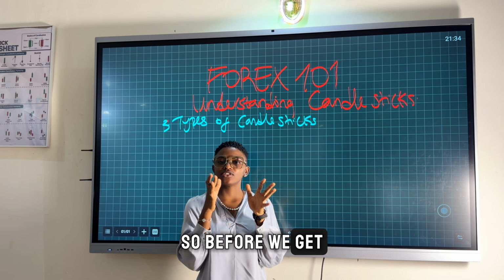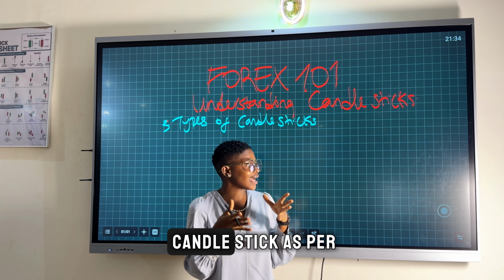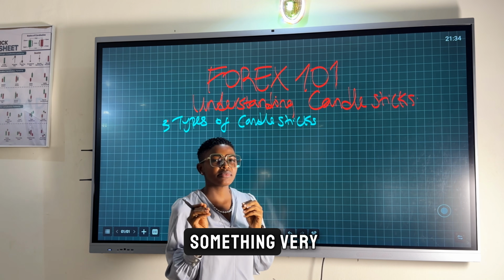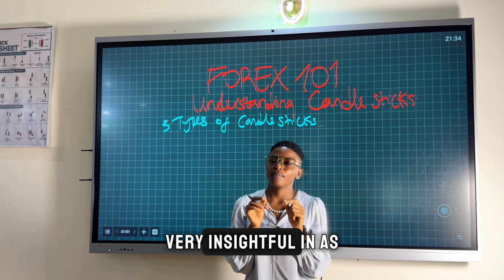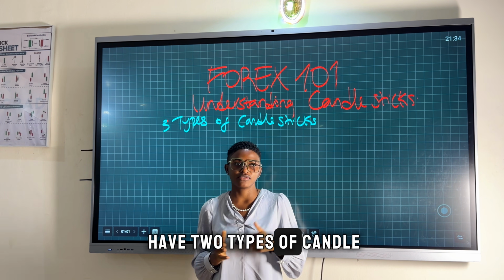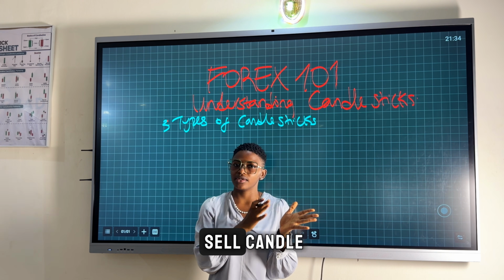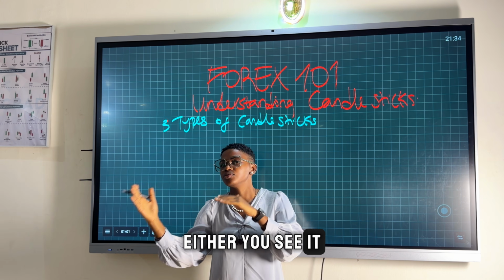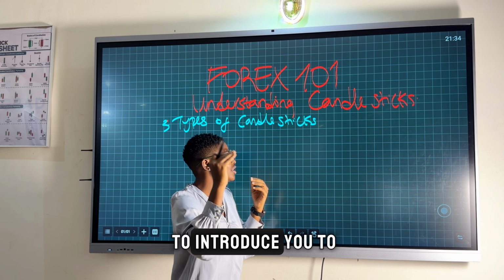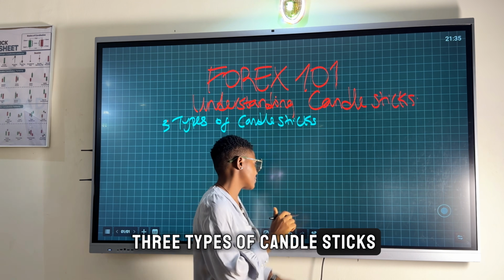Before we get to the chart and actually understand candlesticks as per the market movement, I want to explain something very insightful. In as much as we generally have two types of candle, it's either a candle closes as a buy candle or as a sell candle, either you see it green or blue, I personally want to introduce you to three types of candlesticks.